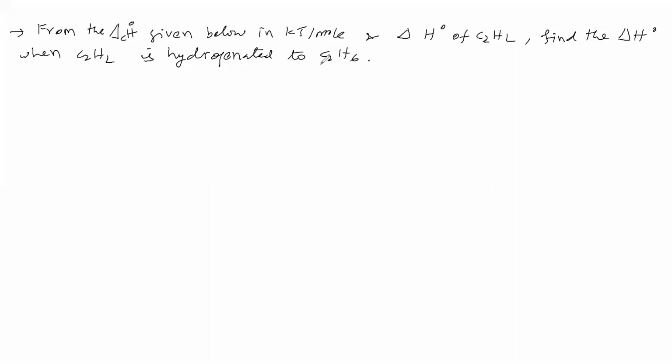Now, for carbon, minus 394 is given, for hydrogen minus 286, and for ethane, C2H6, minus 1560. Then for acetylene, C2H2, plus 227 is given. So these are the given data, and the required thing we have to find.